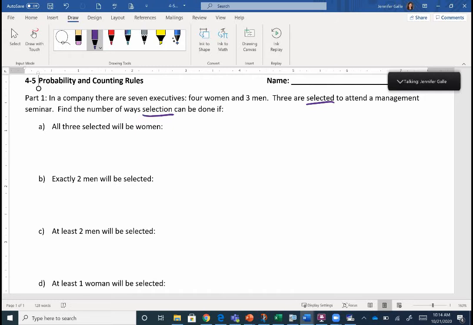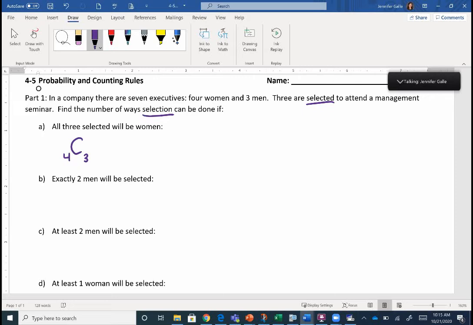So if all 3 selected are women, how many women do we have? 4. You guys just said combinations, right? How many women do I need to select? 3. Now, there's also a group of men. So I know some of you are like, Miss Callie, why isn't that a 7? Why isn't it a 7C3? Because I want to choose 3 out of my 4 women.